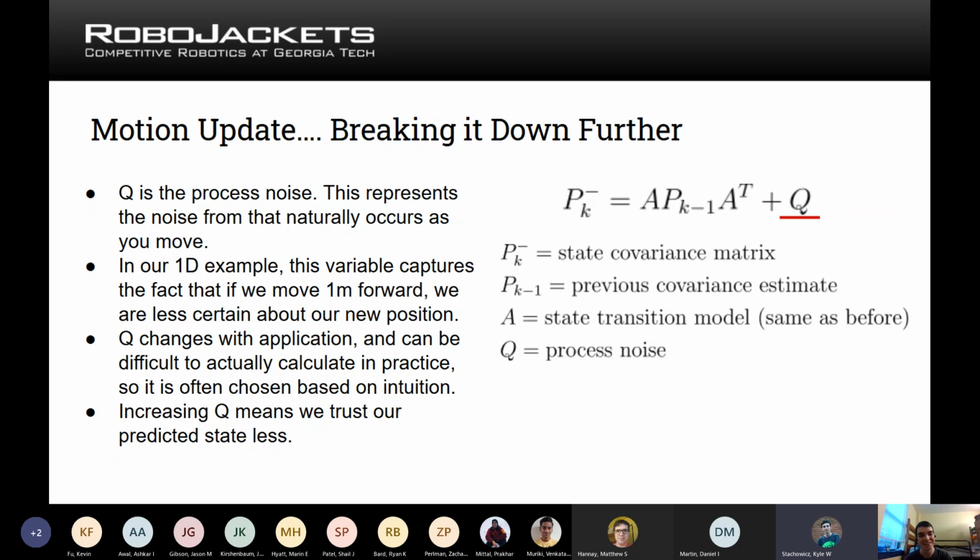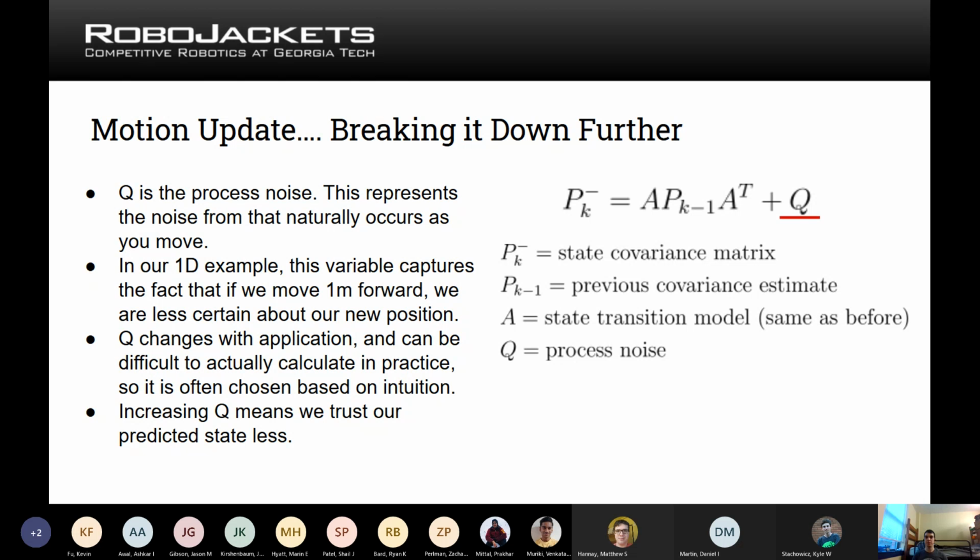Okay, yeah, so Q changes with application, and it's difficult to calculate in practice, so you can choose it just based on intuition, but you can also calculate it by having your robot repeatedly move forward, for example, and then measuring exactly where it is. The way you measure it has to be more precise than your sensor. So you would have to use a tape measure, for example, and measure exactly where it is. And then if you repeat that many times, you can plot it, and then you can essentially figure out Q that way. But a lot of times it's chosen just based on intuition.